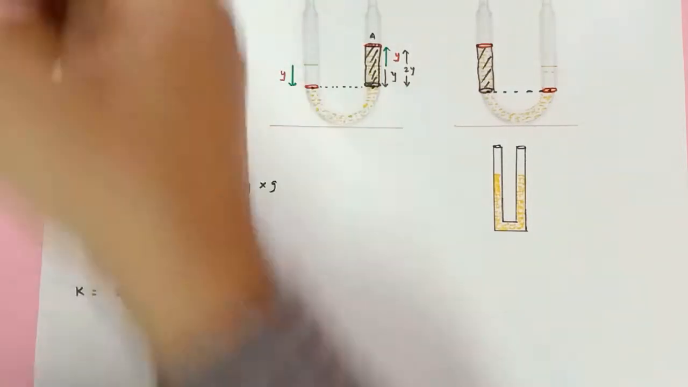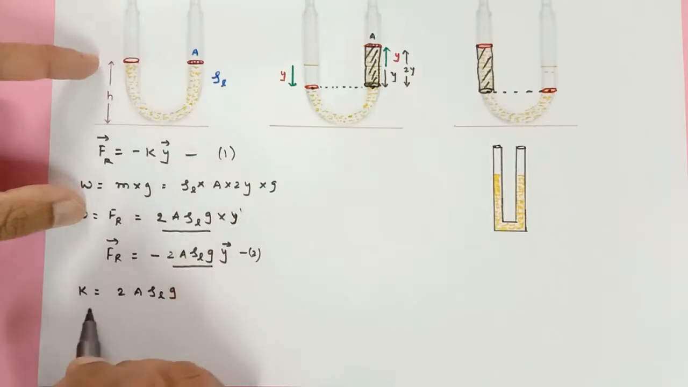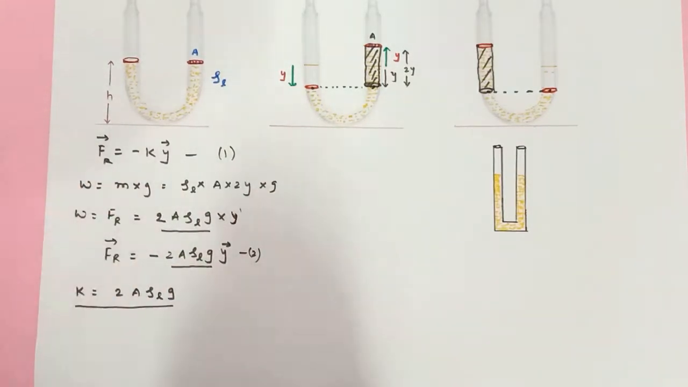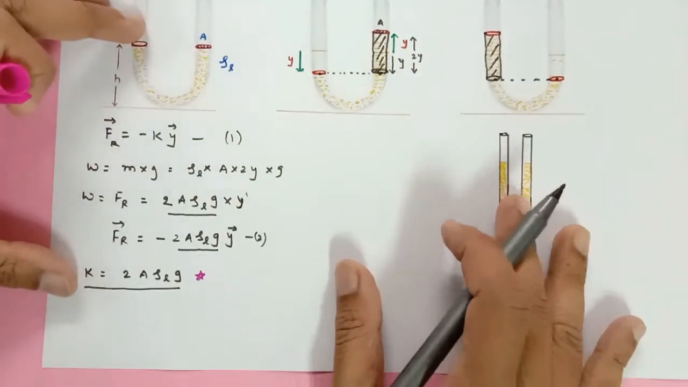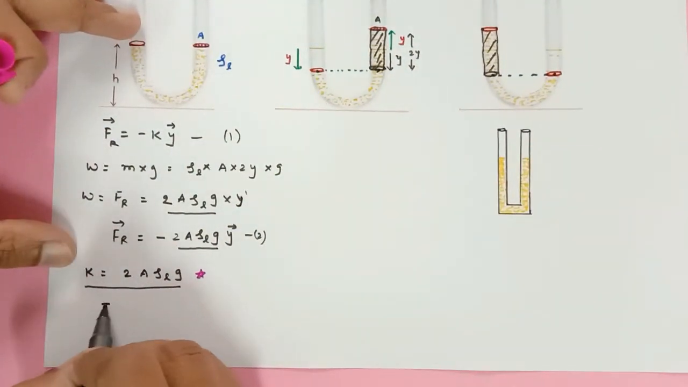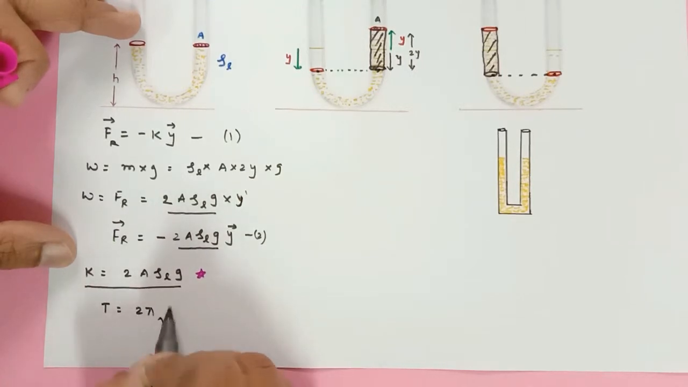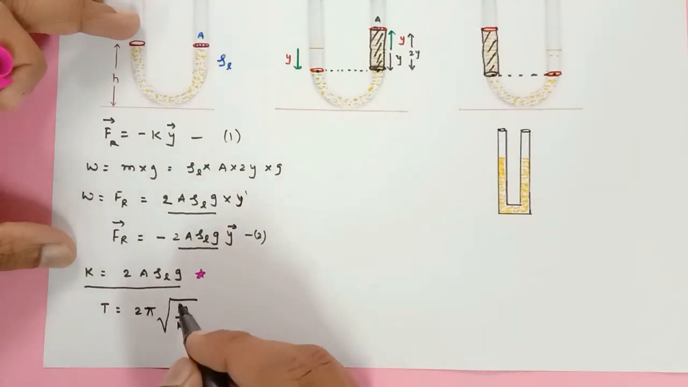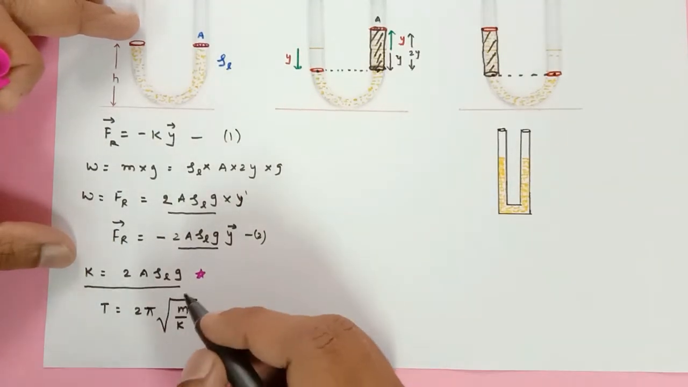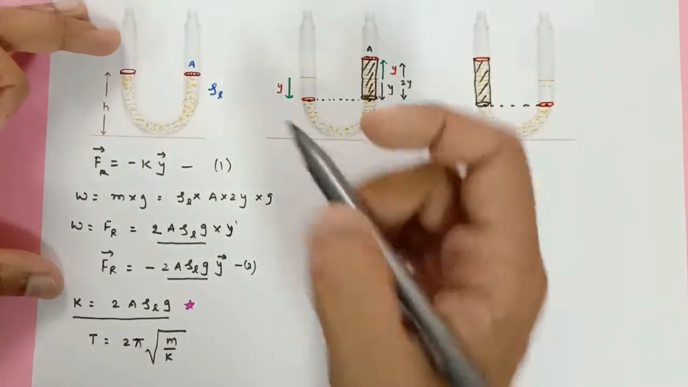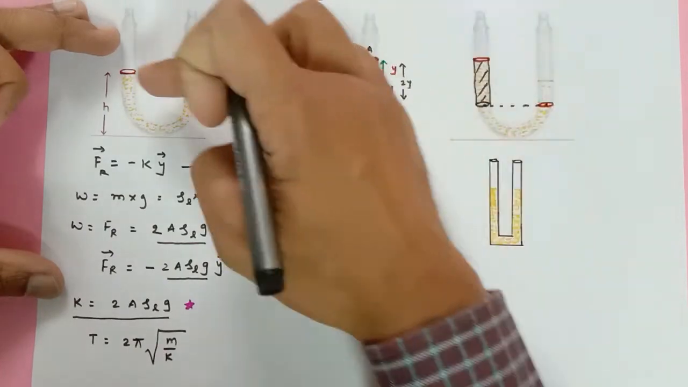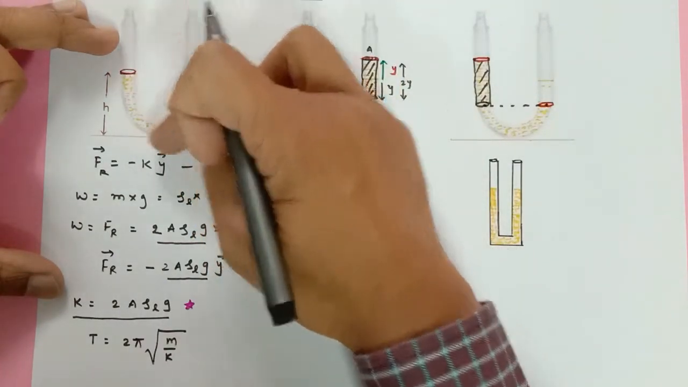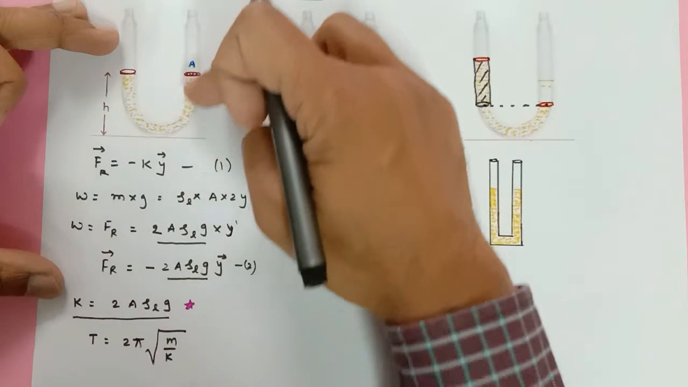Now let me find out the time period of the oscillations with the value of K I am getting over here. Let me put a star over here, people. We know that any object performing SHM has time period T equal to 2 pi under root m by K, where m is the mass that is oscillating. Many people get confused about what m is over here. The m is the mass that is oscillating. Many people consider this as the mass, which is incorrect. Here the entire liquid column is oscillating, people. So we have to take the mass of the entire liquid.